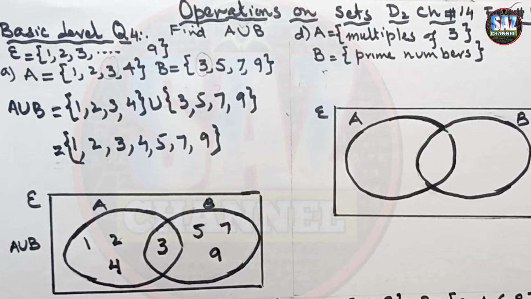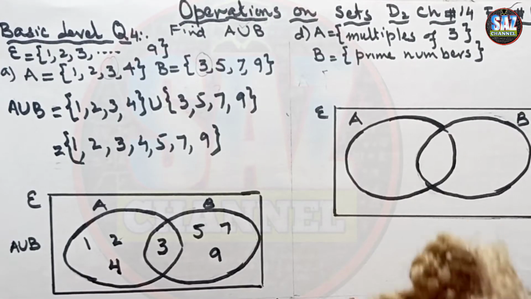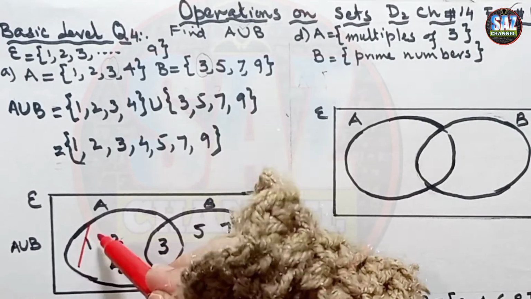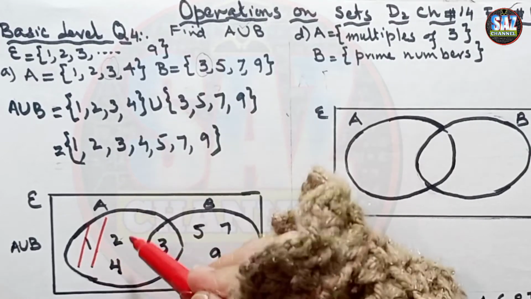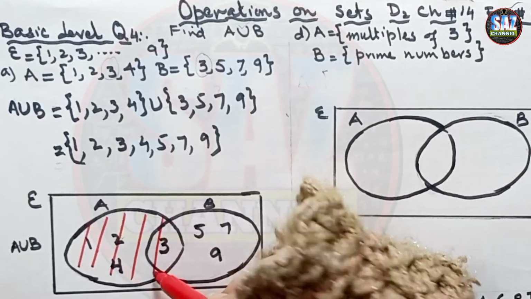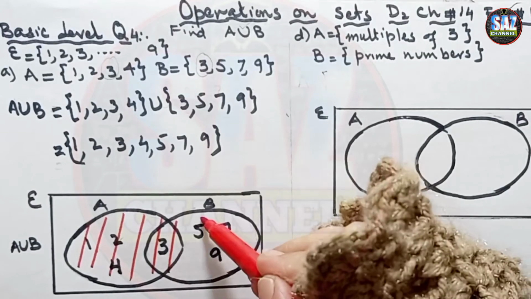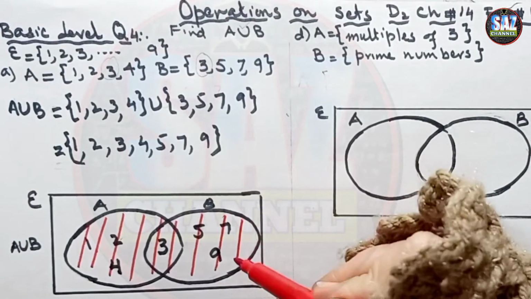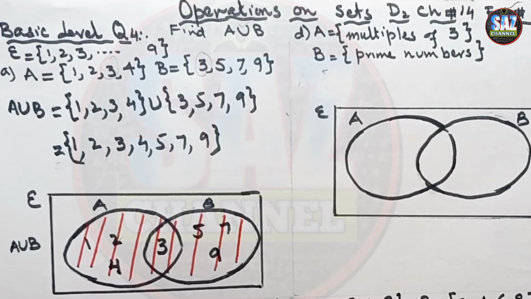So in order to show the union, we have to shade the entire diagram like A union B, A union B, A union B, and this is what we have to do to find the union. And do not forget to check whether all the elements of the universal set are accommodated in both the sets, or there are some elements which are left.